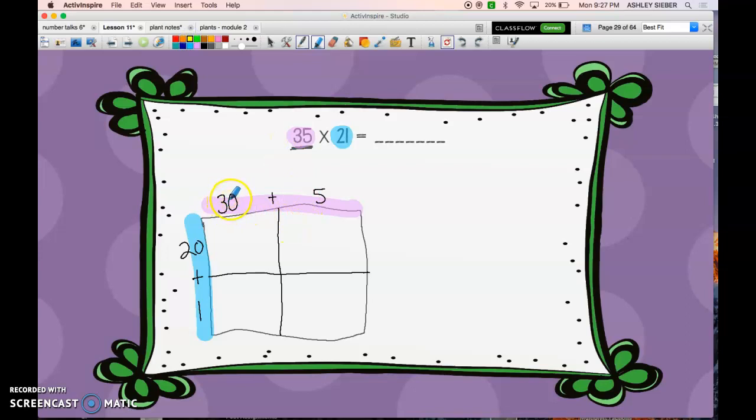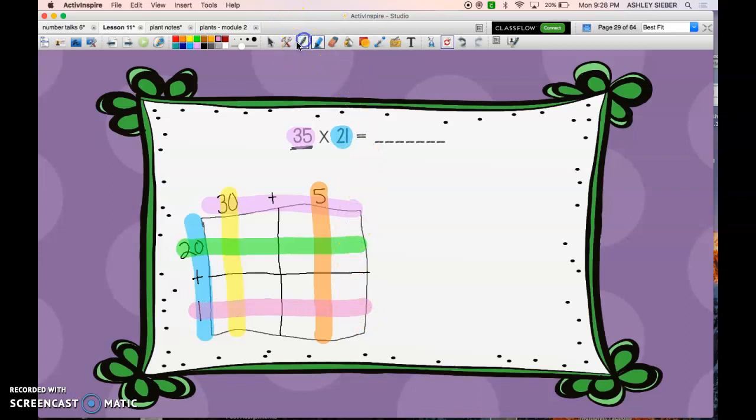So just like when we talked about yesterday, 30 will always be in these boxes. Go straight down. So 30 will be in this box, and 30 will also be in this box. I can do the same thing with the 5. 5 is going to be in this box, and 5 is going to be in this box. The same thing with the 20. It's going to be here and here. And let's use pink. And the 1 is going to be here and here.